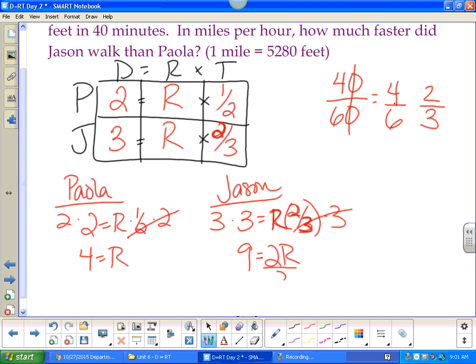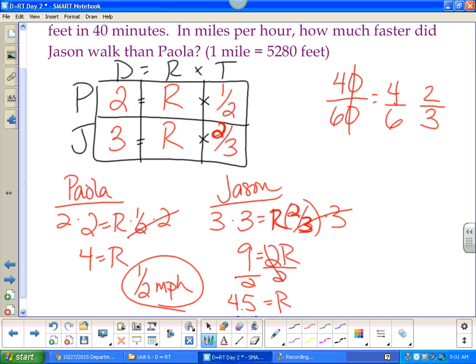So then to solve this, I'm going to divide by 2. And that's going to give me 4.5. So Paola walked 4 miles an hour, and Jason walked 4.5 miles per hour. So Jason was half a mile per hour faster.